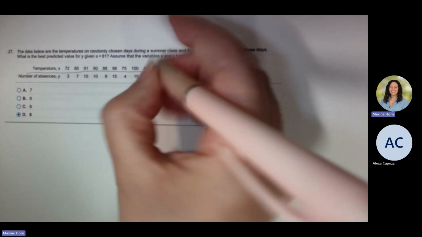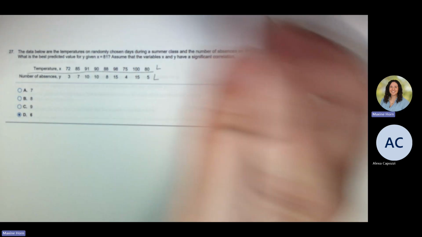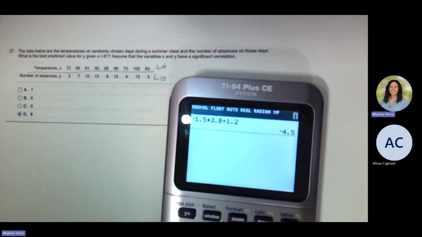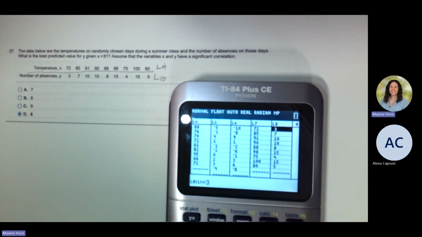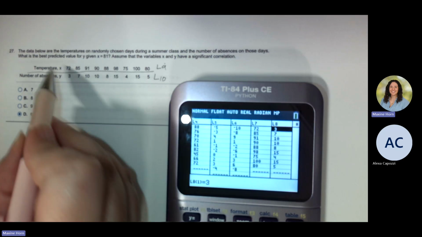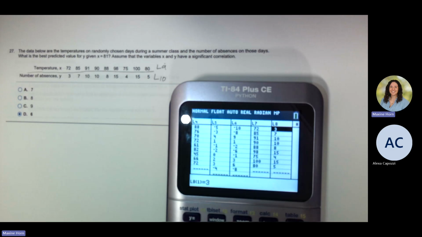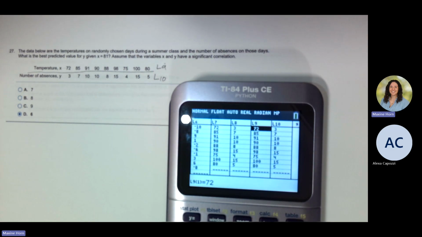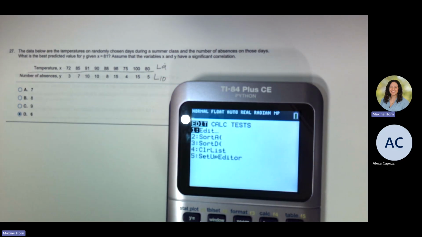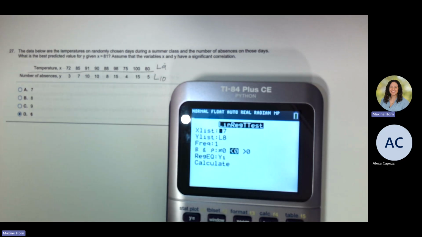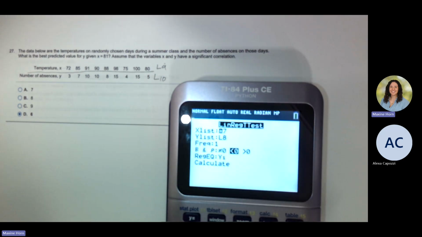So again, this goes in L1, this goes in L2. In my case, it's L9 and L10. So you go into Stat, Edit, and fill in your values. The X's are all L1, the Y's are all L2, or in my case, 9 and 10. Let me just double check that that is what I have in that list. Yep. And then you're going to go to Stat, Tests, and arrow all the way down to F, Linear Regression T-Test. You're going to tell it which two lists to look at.